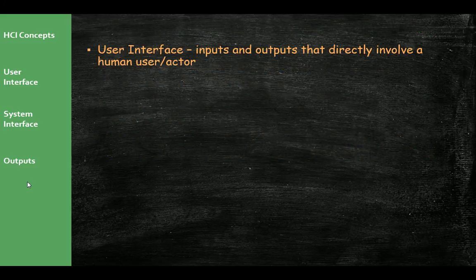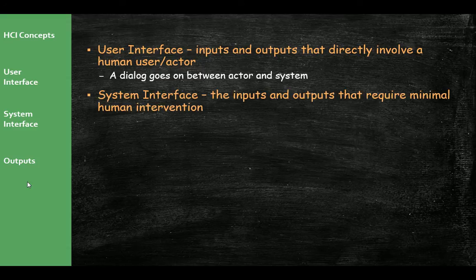We'll look at both. The user interface is the inputs and outputs that directly involve a human user, typically our actor in the diagrams that we've been doing before. When we did the use case models, we talked about an actor, and that's usually the person who's interacting with the system. And remember, an actor doesn't have to be a person, it could also be a system.